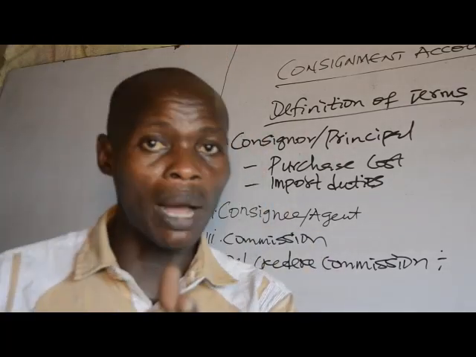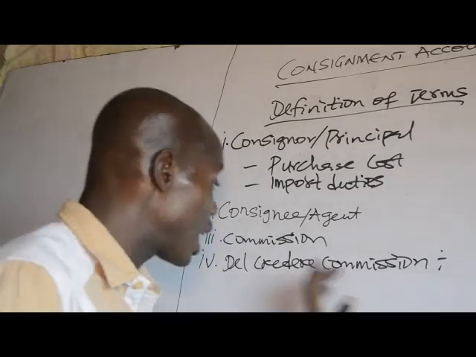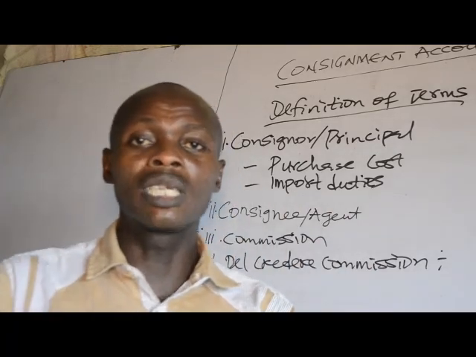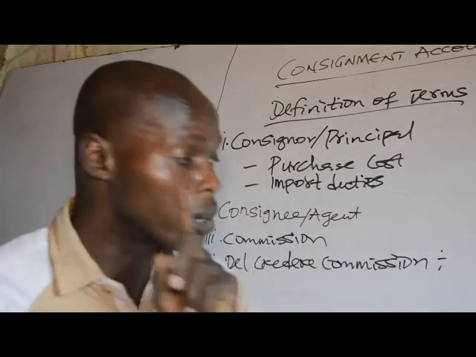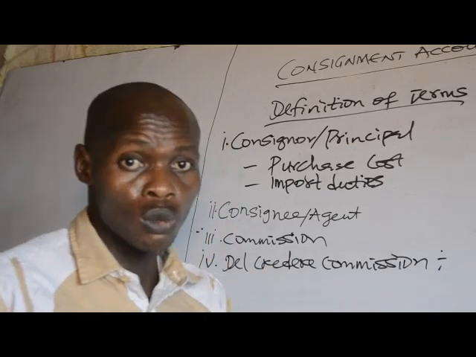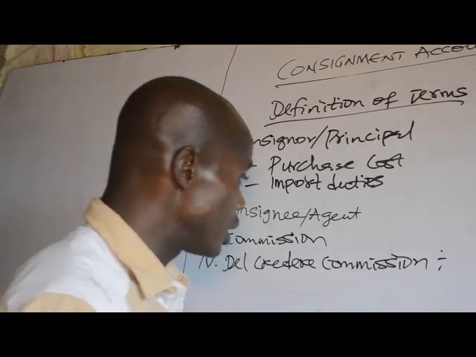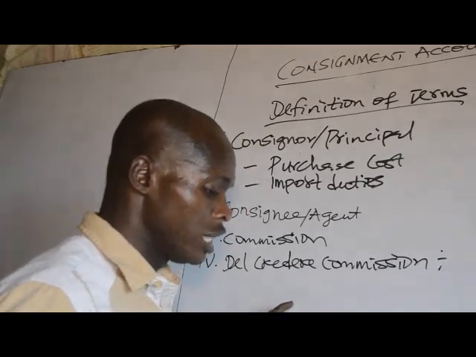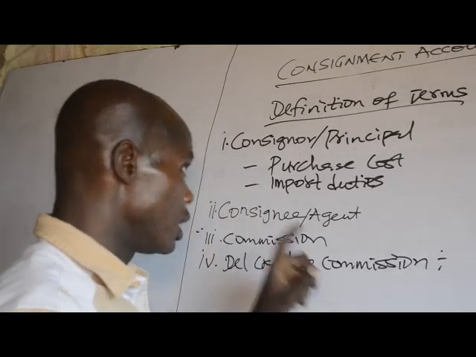But unless stated otherwise, you should know that all sales are made on credit. That is, all transactions in accounts are on credit. If you have not been told that a certain amount of sales are on a cash basis, you assume that all your sales are on credit. In that case, your del credere commission will be calculated on the total sales. I told you that it is usually calculated on the credit sales.